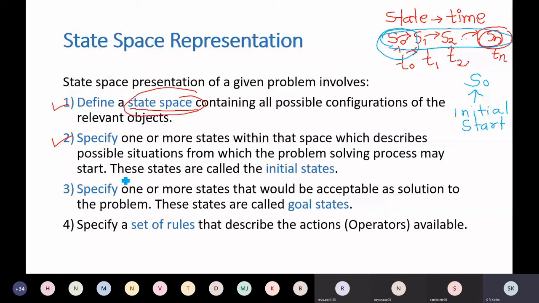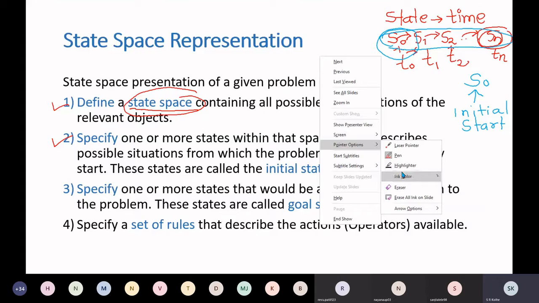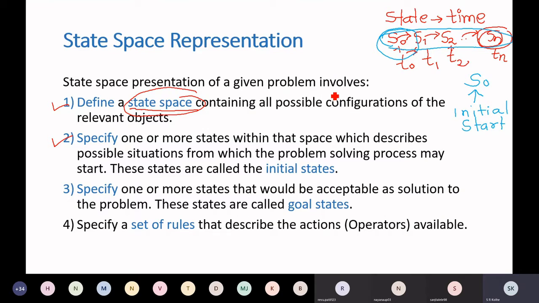Similarly, you will be finding one or more final states, which is called the goal state, and then you are going to specify a set of rules. So we will continue further.